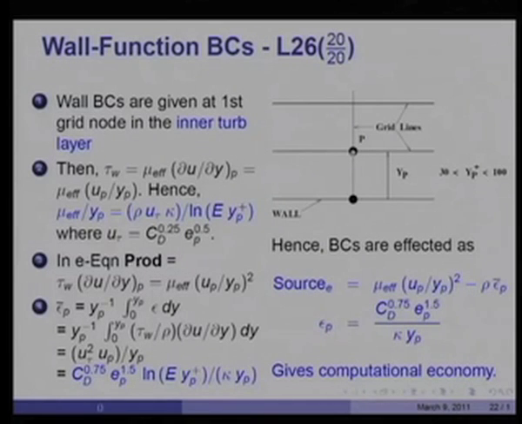Now, of course, we do not know the exact boundary conditions for E and epsilon at P, but they can be derived. So, for example, if we take tau wall equal to mu effective du by dy at p, equal to mu effective u p by y p, and hence mu effective u p by y p becomes simply rho u tau kappa ln E y plus p, where u tau is equal to C d raised to 0.25 E p raised to half. You will recall that we had shown this for the inner layer, or the turbulent part of the inner layer. And therefore, u tau can be estimated like this rather than from mu du dy equal to 0, because we are not computing up to this point. We are only computing from this point onwards. U would, of course, be obtained from the Reynolds equations at this point.